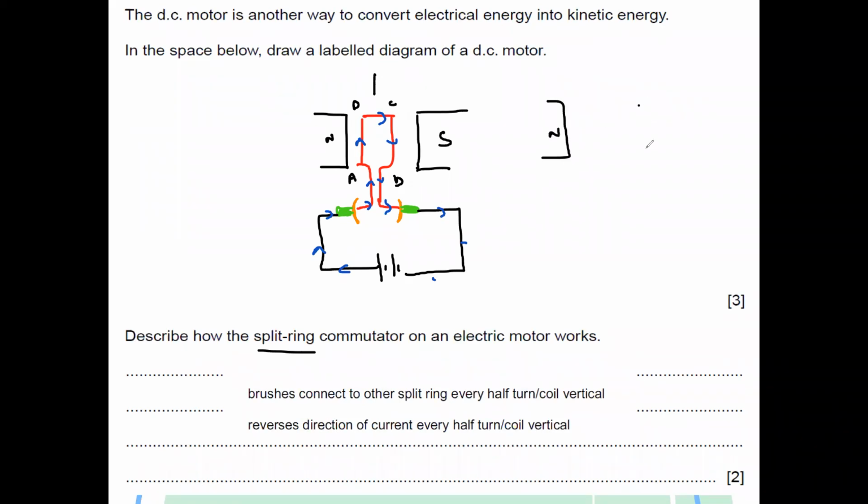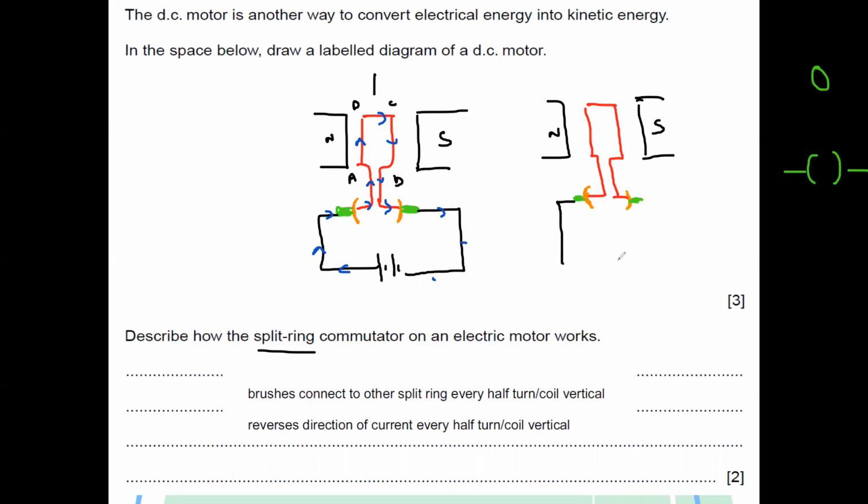So this is north, south, and we have a rectangular coil or a rectangular wire, which is placed in a magnetic field. We have the split ring. The difference between the DC motor and AC generator, you can identify from the rings only. In an AC generator, we use slip rings. Slip rings are like circles, and split rings are, the ring is divided into two parts. That's called a split ring.